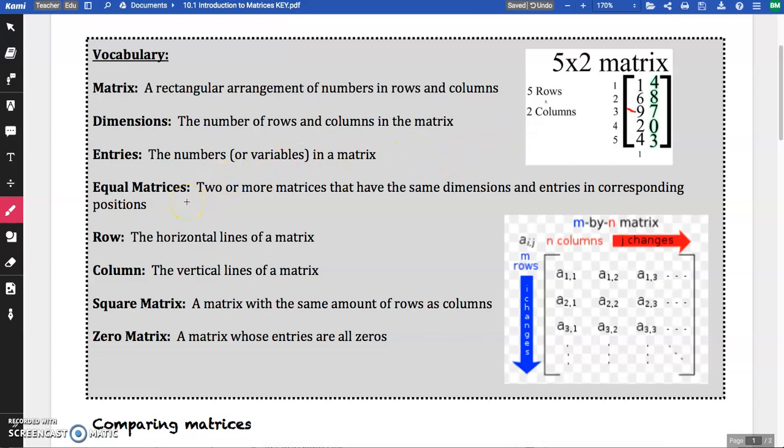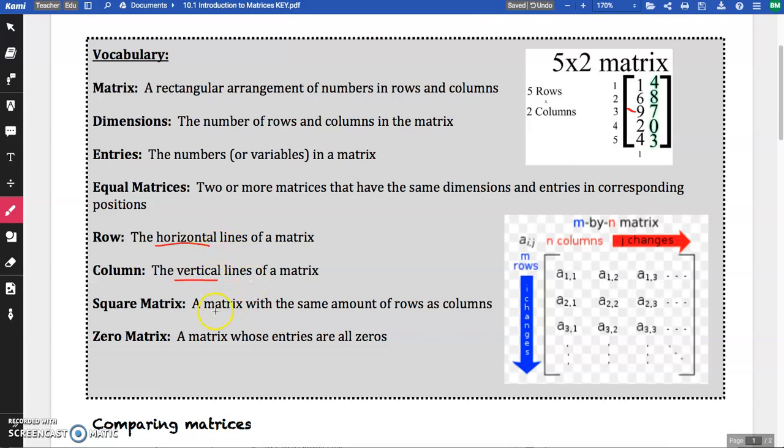Equal matrices are when they match exactly, so the entries are in the same position and they're the same number. Rows are horizontal and columns are vertical lines of the matrix, and that will help us with our dimensions in a moment here.